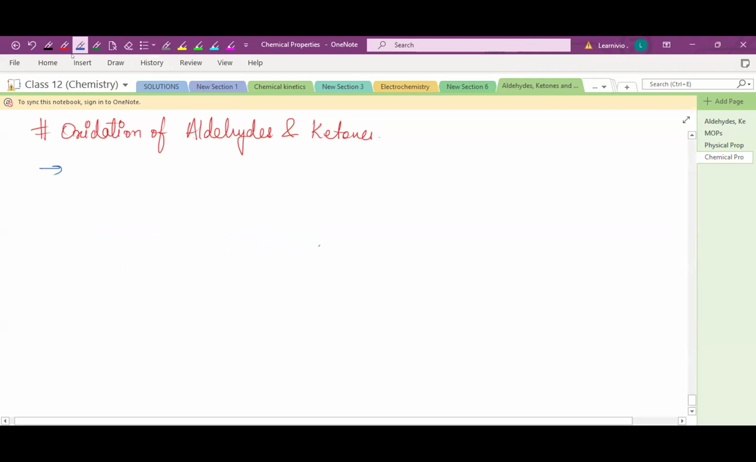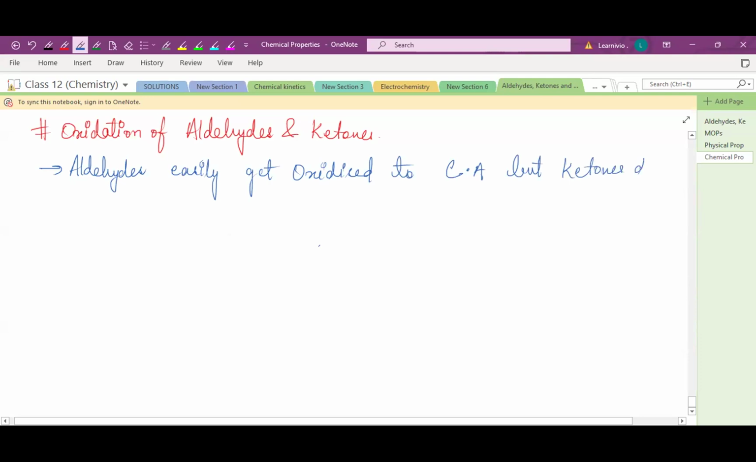Now you can write it down. First, write down: aldehydes easily get oxidized to carboxylic acid, but ketones don't. Oxidation of ketone is possible only in the extreme condition.